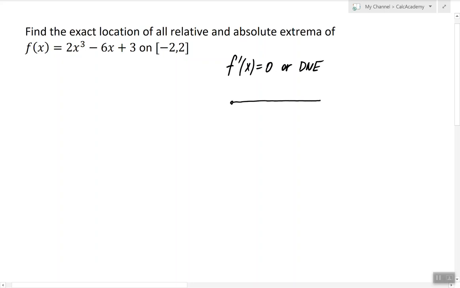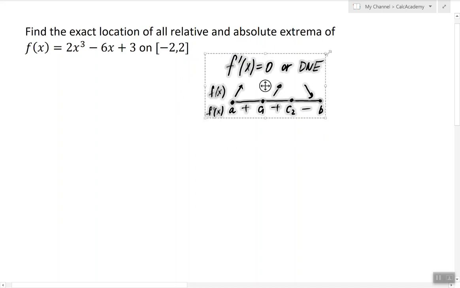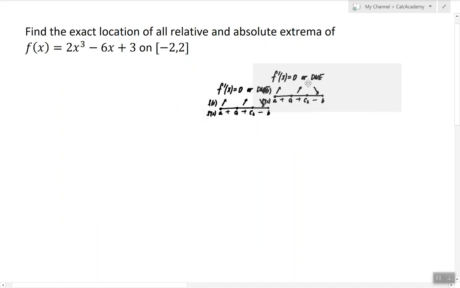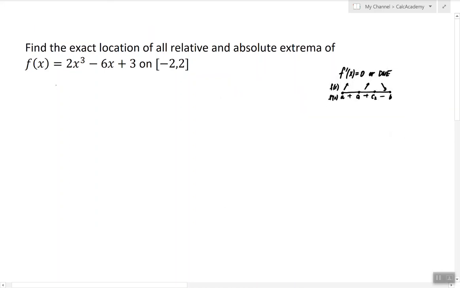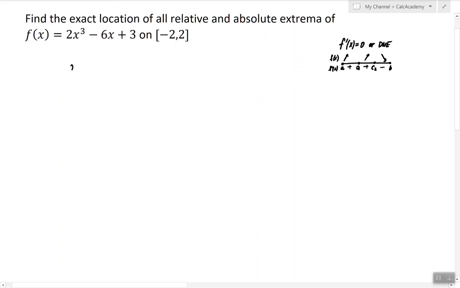After that, construct the sign chart of the derivative on the intervals created by the critical values, and then depending on the sign chart, whatever that sign chart is, we will determine the behavior of the graph of the function and then make a decision about whether the point is the extrema or not. So let's get started and let's find the derivative of this function.